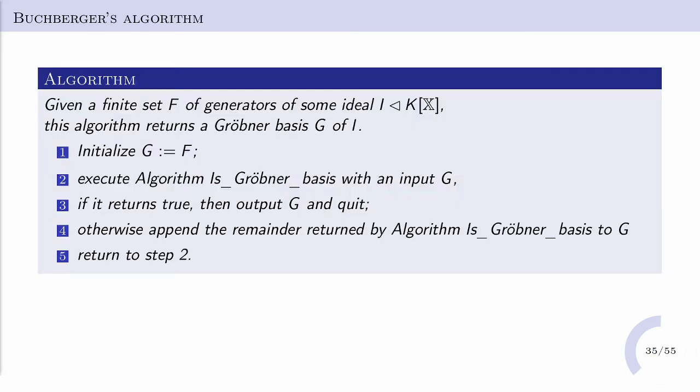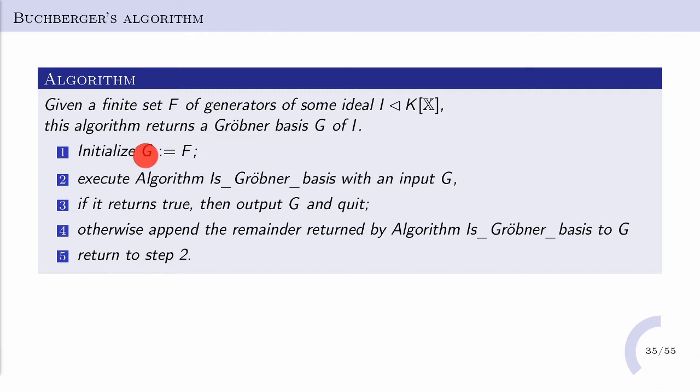The second algorithm, also due to Buchberger, constructs a Gröbner basis from any set of generators. So we are given a set of generators and we return a Gröbner basis of the same ideal. In terms of systems of polynomial equations, this takes one system of polynomial equations and returns another system of polynomial equations with the same set of solutions, but the second system of polynomial equations is much easier to handle.